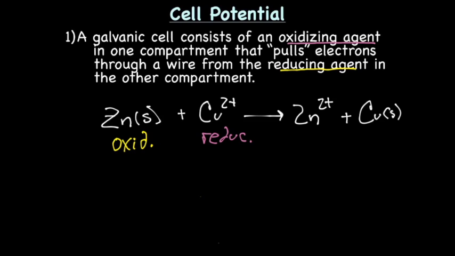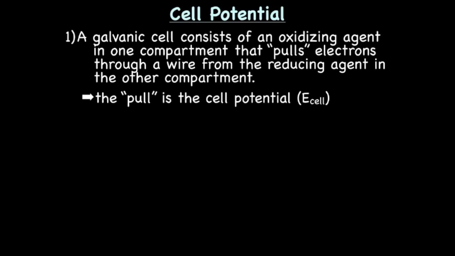So if we think about the flow of the electrons, what's happening? The galvanic cell consists of an oxidizing agent in one compartment that pulls the electrons through the wire. So the oxidizing agent is the guy receiving the electrons, right? So that means that copper 2+ is pulling the electrons from the zinc to become reduced. And the electrons are being pulled from zinc, which is the reducing agent. It's the thing giving up the electrons. So this pull of the oxidizing reagent is what we call the cell potential, or abbreviated as E cell.